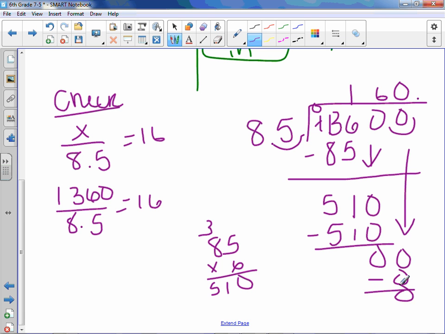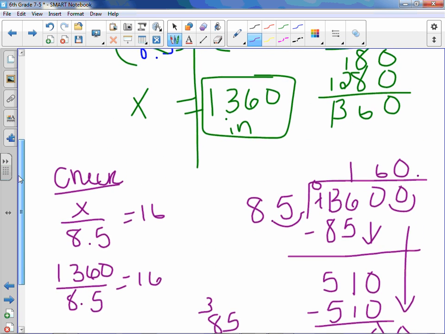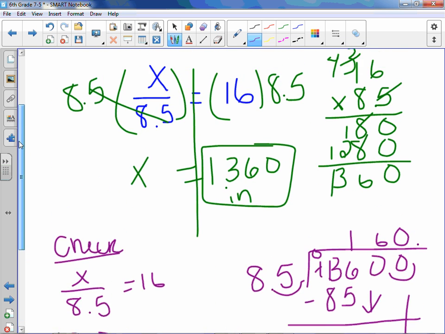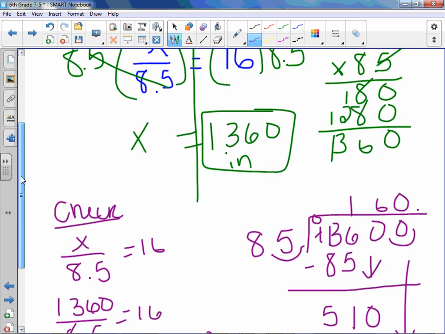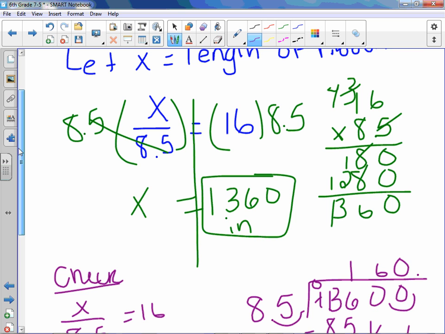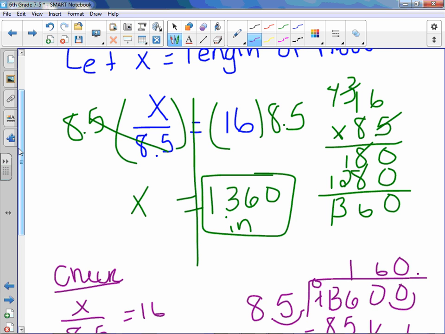Now we have an error here. Okay, I got 160, but I should get 16. So let's take a look and see what mistake we made. That's why checks are really good to do. Let's look at our multiplication. Oh, I see it right away. This should be 8.5, which means I forgot a decimal point here. So it's really only 136 inches.